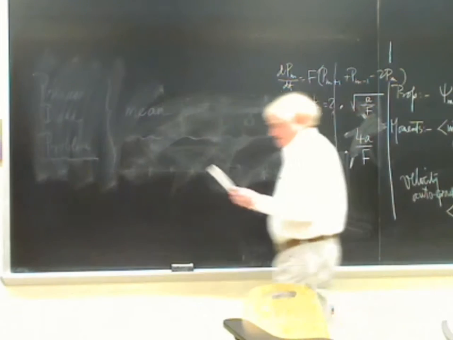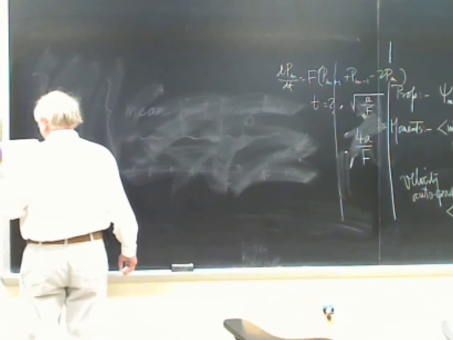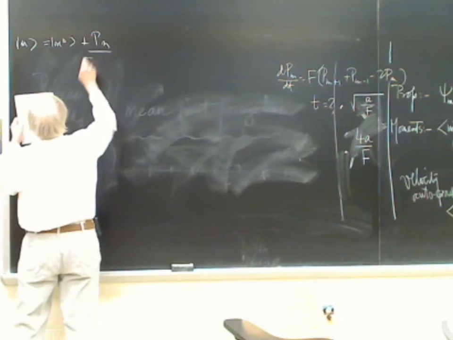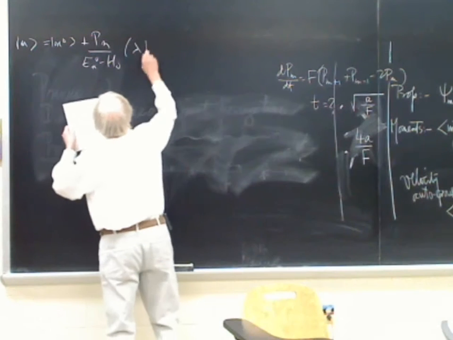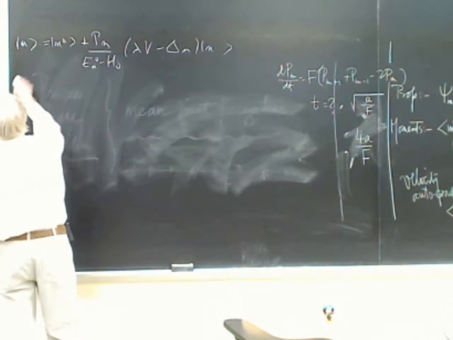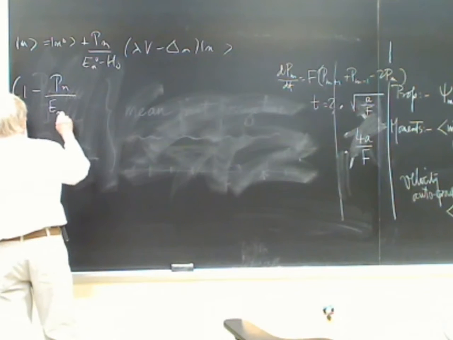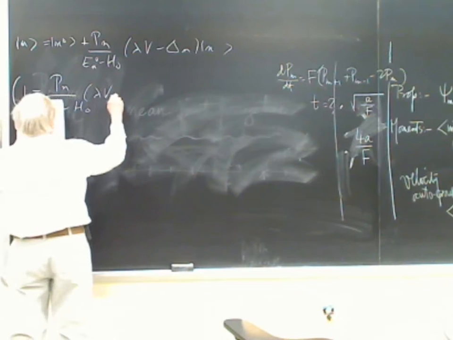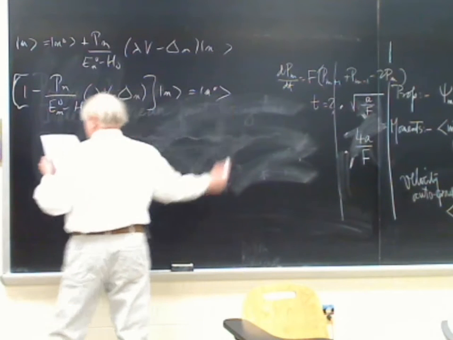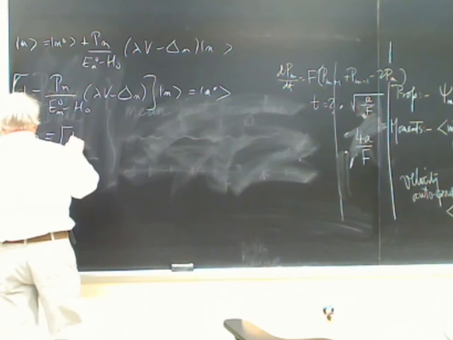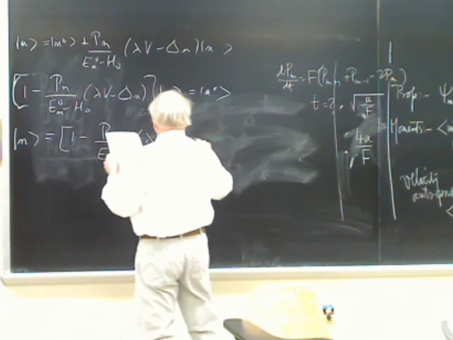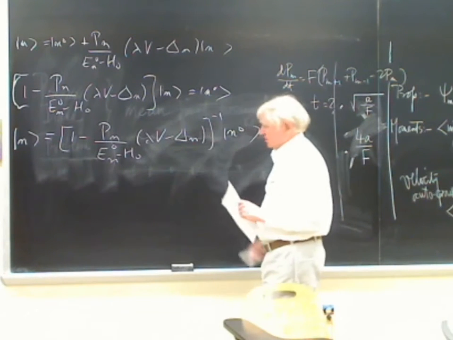All right, another way of writing this, let me just do this quickly then. We have this plus Pn over En0 minus H0 lambda V minus delta n, and that's our basic equation. We can rewrite this, pulling the n over to one side, as 1 minus Pn over En0 minus H0 lambda V minus delta n, using light brackets like that, n equals n0. And that tells us that n is 1 minus Pn over En0 minus H0 lambda V minus delta n, inverse, n0. So that's sort of a closed form solution.